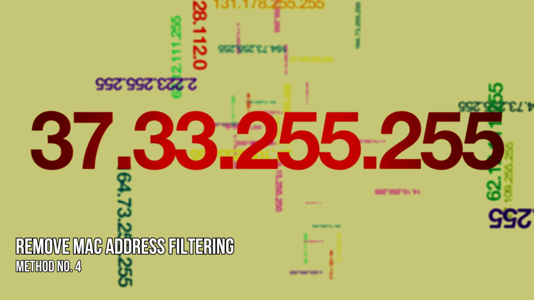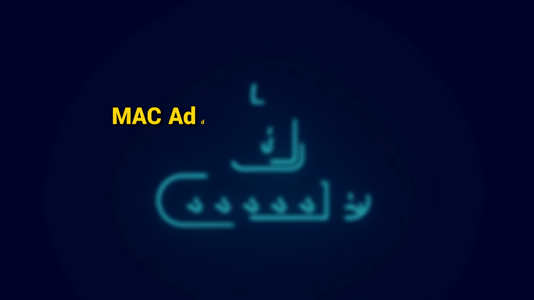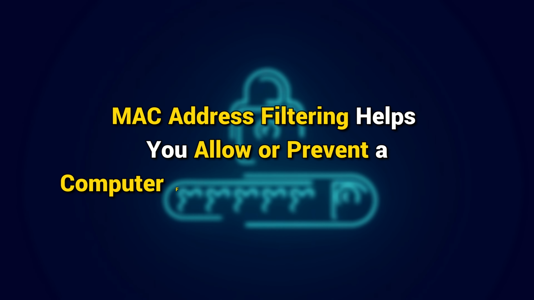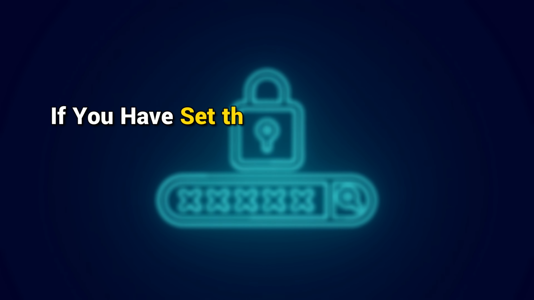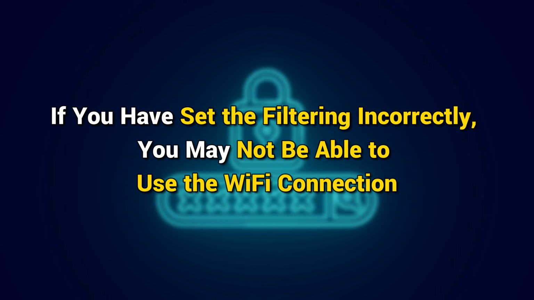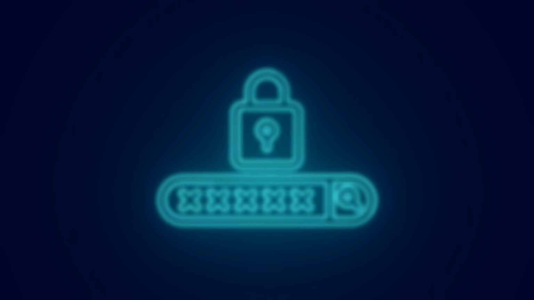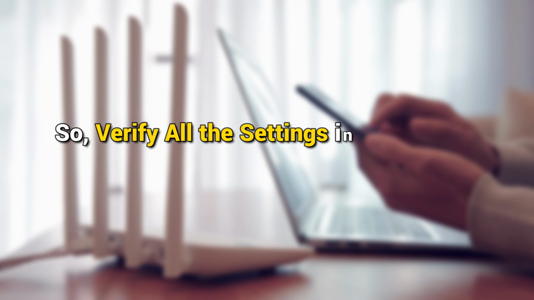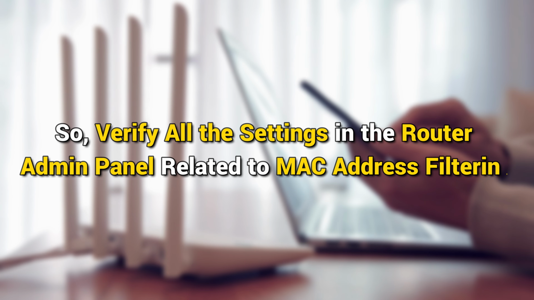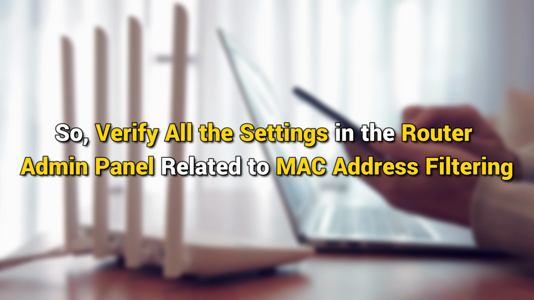Method 4. Remove MAC address filtering. MAC address filtering helps you to allow or prevent a computer from using your Wi-Fi router. If you have set the filtering incorrectly, you may not be able to use the Wi-Fi connection even after entering your correct password. So verify all the settings in the router admin panel related to MAC address filtering.